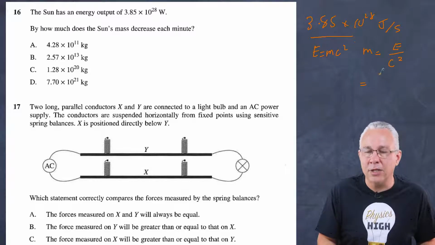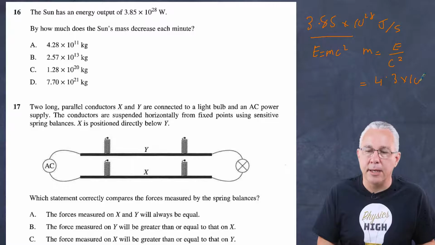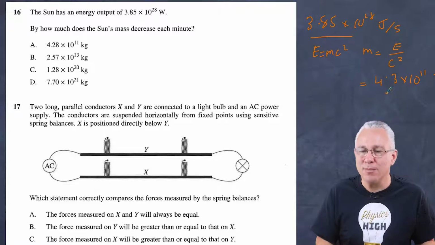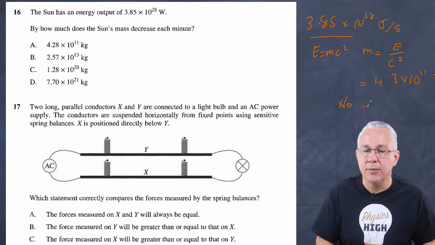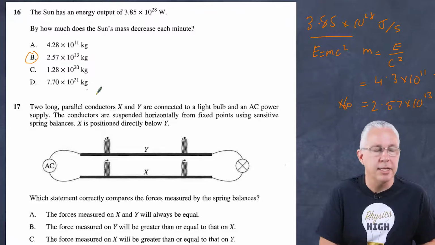You can then calculate that value out, and you're going to get 4.3 by 10 to the power of 11 kilograms per second. But now, of course, we will need to multiply that by 60. Why? Because we're interested in minutes. So if we multiply that by 60, we're going to get 2.57 by 10 to the power of 13, and therefore B is our answer.